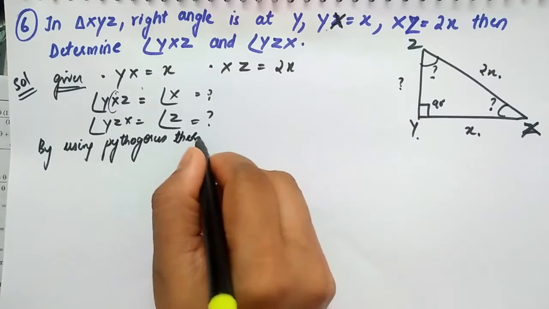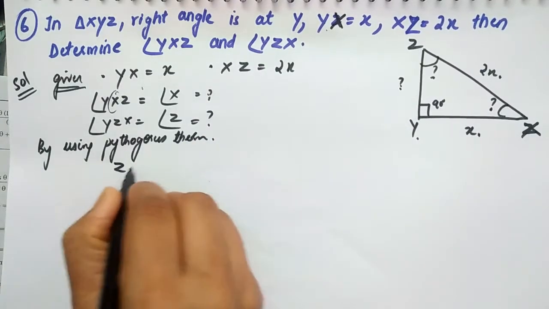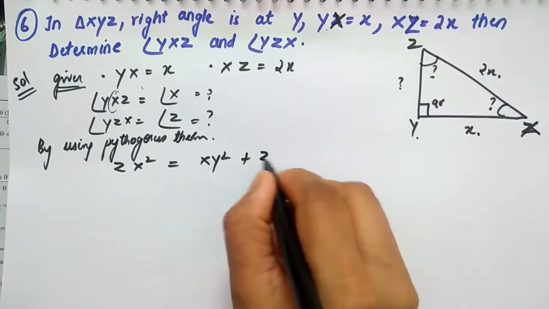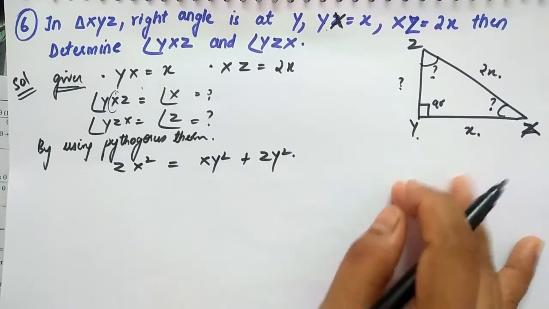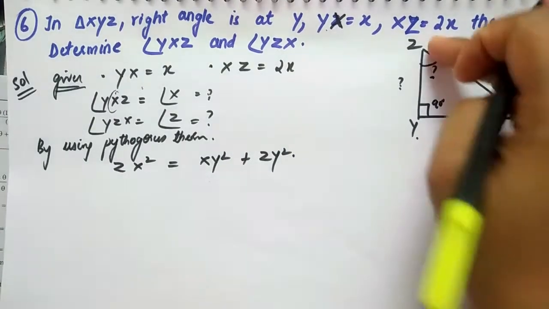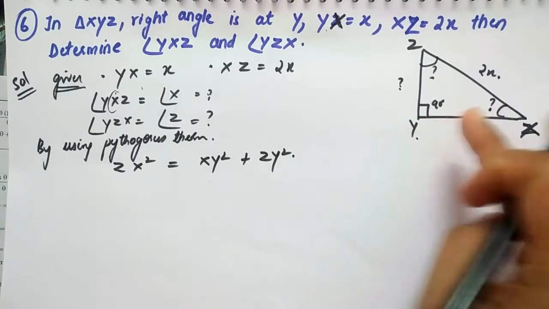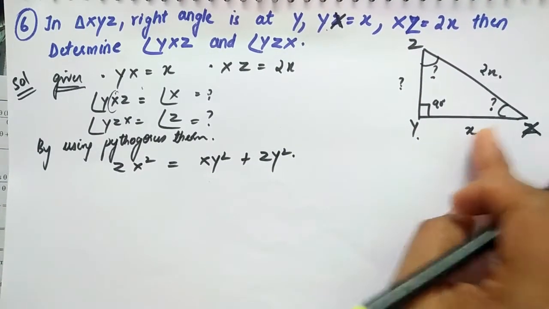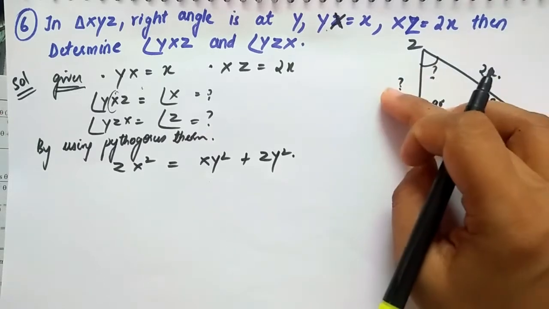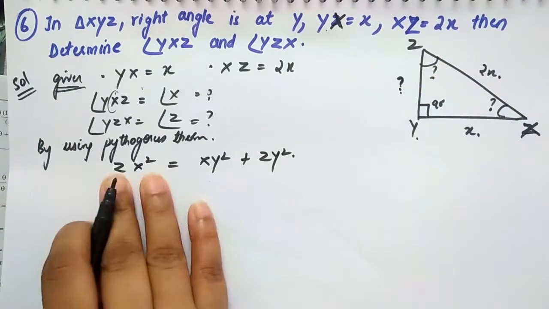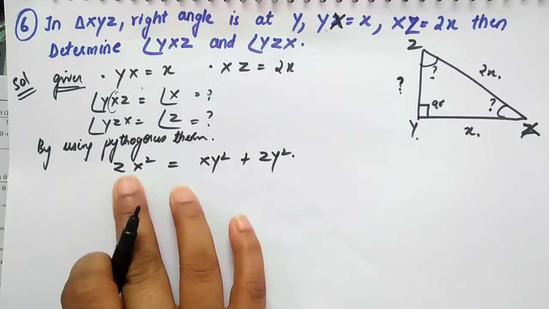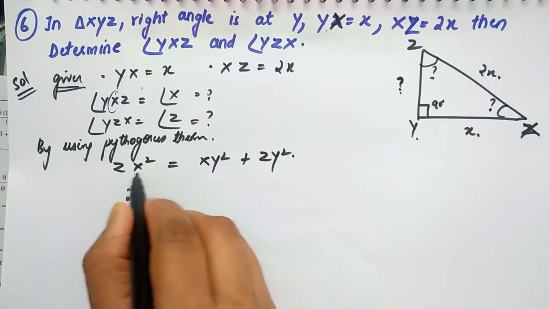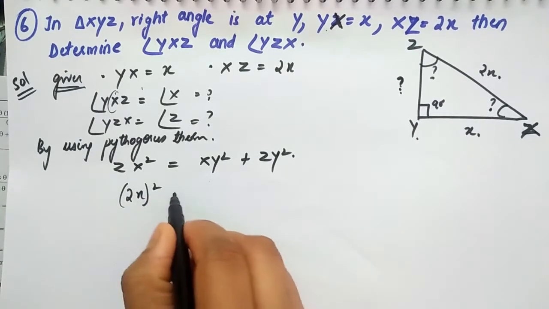By using Pythagoras theorem, we know that zx square is equal to xy square plus zy square. It's simple: xz square equals xy square plus yz square. This is the basic Pythagoras theorem we are applying because we have both sides, so we can find the third side very easily. Do we have zx square? Yes, we have 2x, and the square we are copying as the square.